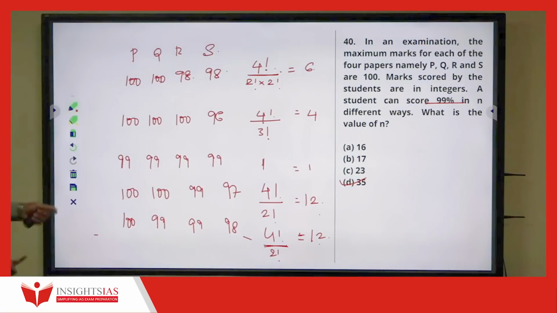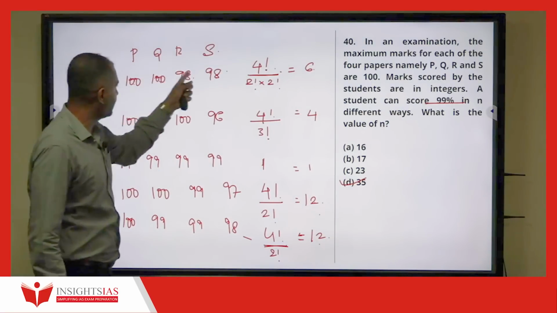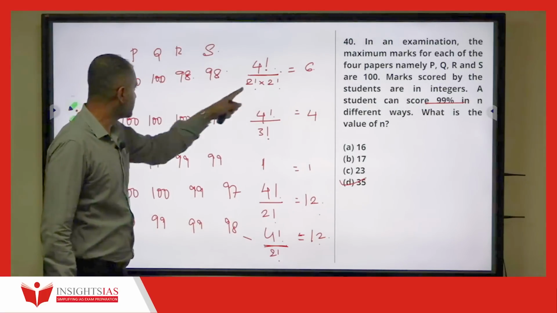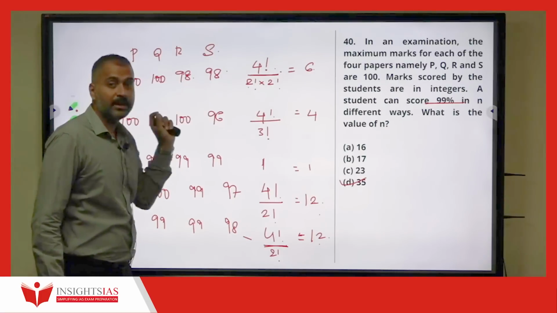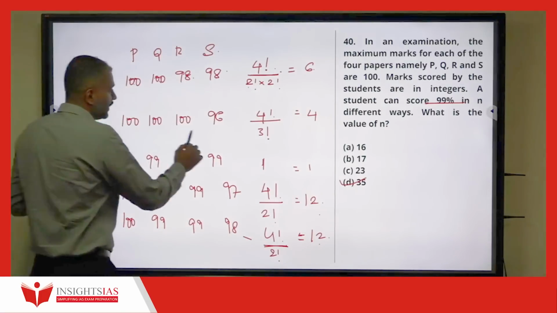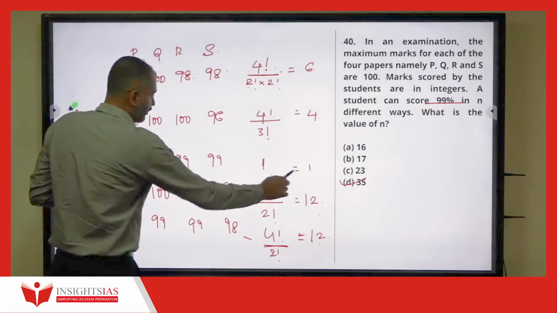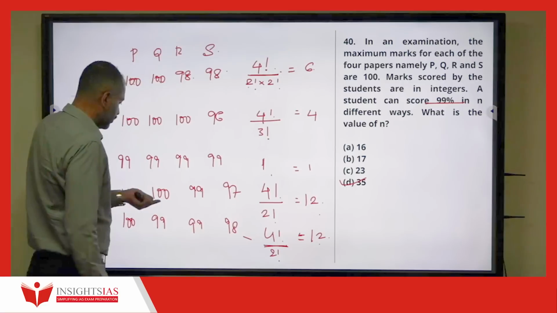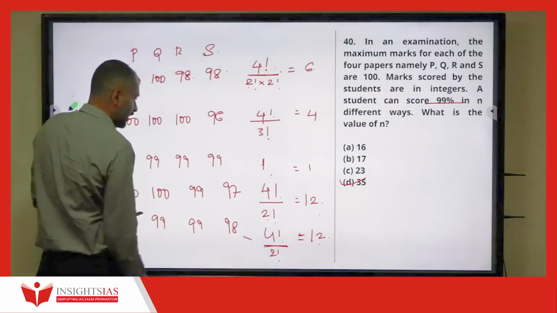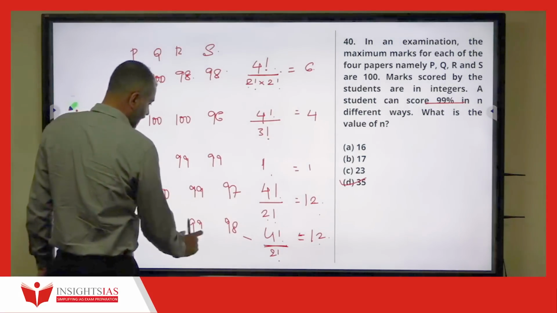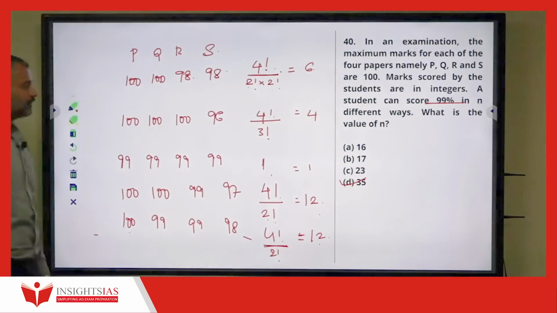Possible ways. See, look here, I'll explain once again. PQRS 100, 100, 98, 98, this is a possibility. So 4 factorial, 4 positions. To avoid the repetition of 100s, 2 factorial. To avoid the repetition of 98s, 2 factorial. This is 3 times 100, hence 3 factorial. This is 4 times 99. Anything, 4 factorial by 4 factorial is equal to 1. This is 2 factorial, you have to avoid. Okay, that's why 4 factorial by 2 factorial, 12. This is 100, 99, 99, 2 factorial, I am dividing, 12, 12. Hence, this is 35.